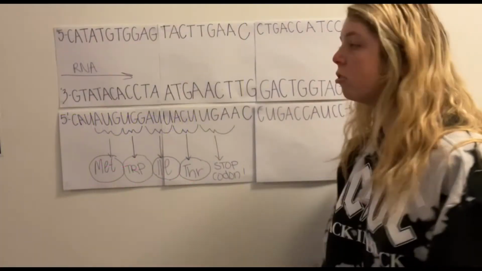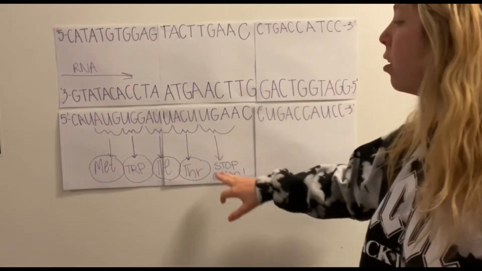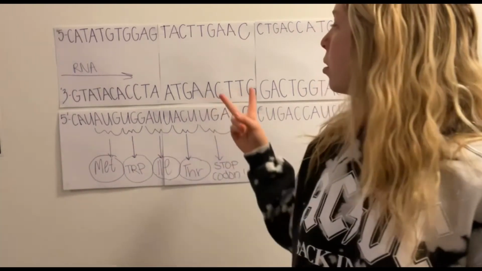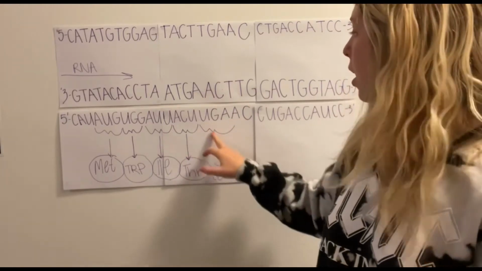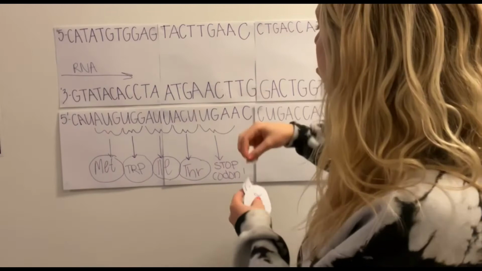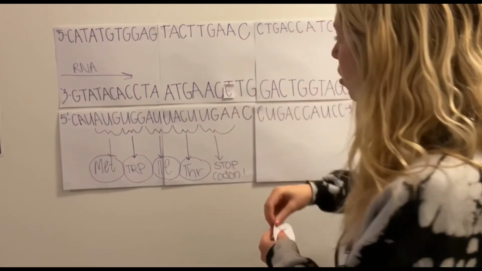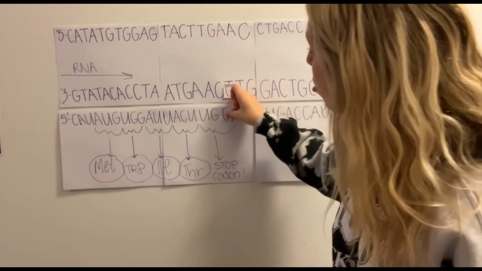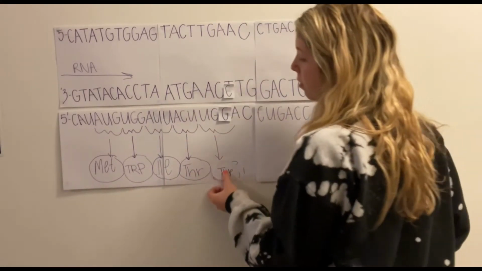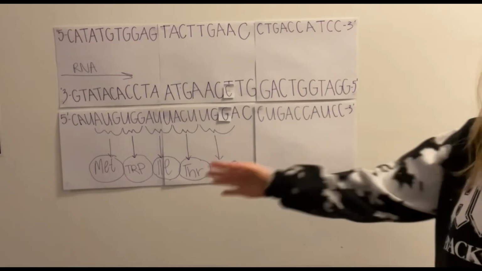Okay, so now I'm going to show you a mutation called a read-through, where the stop codon is not coded for and we just keep translating. So ACT is what codes for our UGA in RNA, and that codes for our stop codon. So if I change the T to a C at the DNA level, then it changes the A to a G on the RNA level, which changes the stop codon to a TRP polypeptide. So now the strand can keep translating.